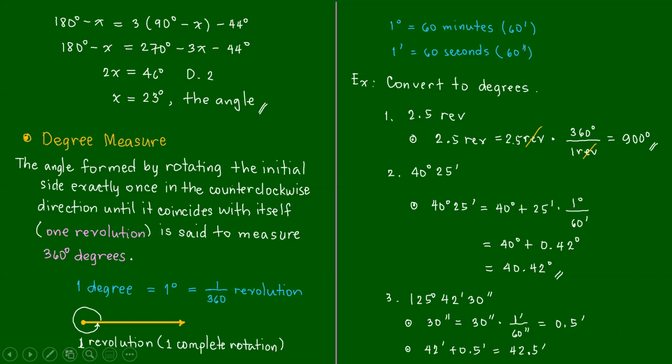So we have to convert 42.5 minutes to degree measure. So we now have 42.5 minutes multiplied by 1 degree per 60 minutes. So that is equal to around 0.71. Hence, 125 degrees, 42 minutes, 30 seconds is equal to 125.71 degrees, approximate of course, no?